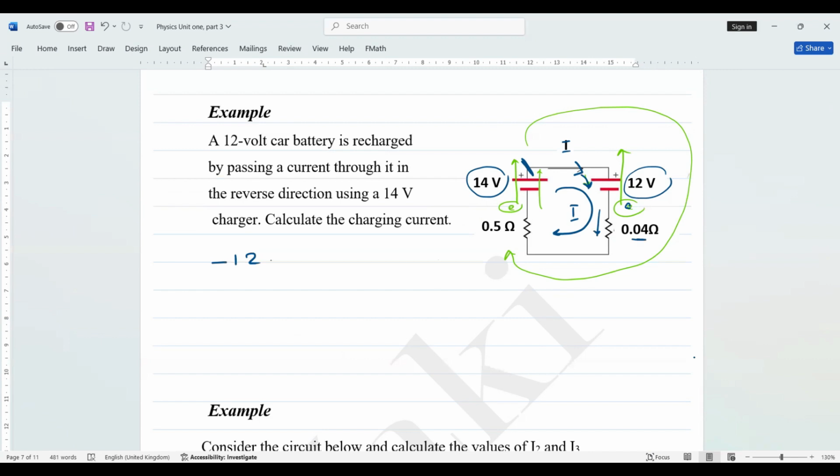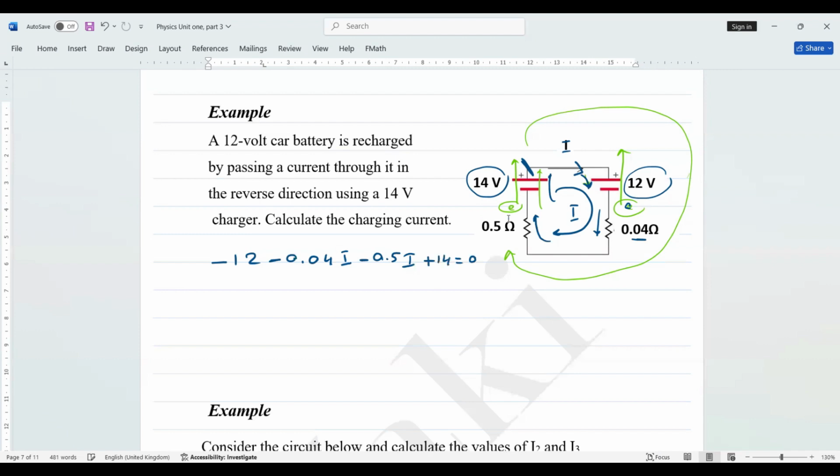So it's negative 0.04 I. Also here we have a resistor, so the potential difference is negative, so it is negative 0.5 I. But for the 14 volt, the electron flow is in the same direction as the loop direction, so it's positive 14. So plus 14 equals 0.